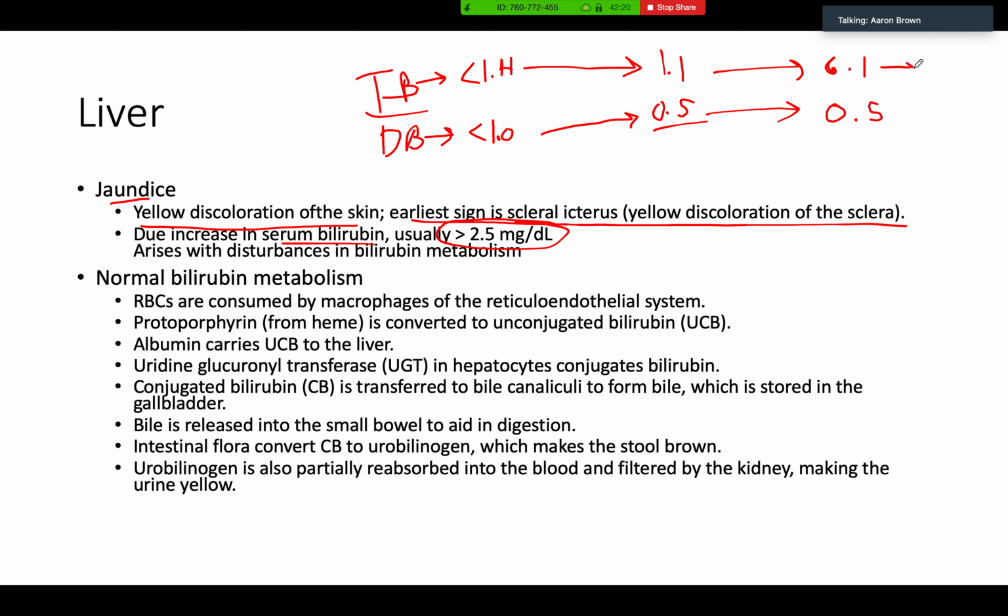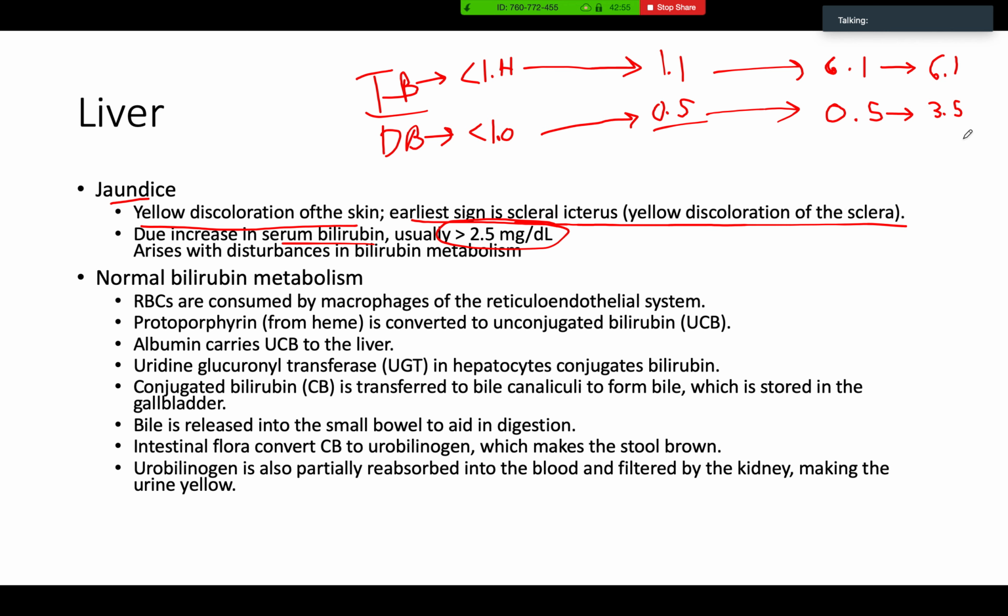And then let's just do one more case. Let's say we get our total bili back. It's 6.1. And then our direct bili is 3.5. And so what could be going on here? My goodness. Yes. Of the common bile duct, right? Yes, excellent. Very good. Killing it today. So obstruction of the common bile duct is going to cause elevation of everything that's supposed to be excreted. And that is definitely something that you can see.